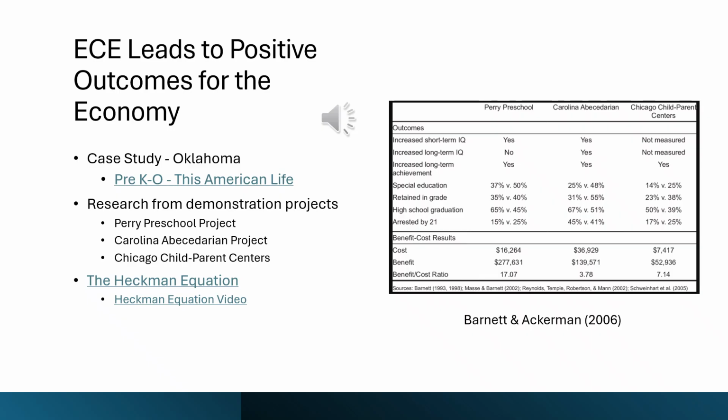So for every dollar that we spent on kids who went to the Perry Preschool, we got $17 in return in the economy. For every $1 we spent per child who went to the Carolina Abecedarian Project, we got almost $4 in return. For every $1 per child who went to the Chicago Child Parent Centers, we got about $7 in return. So it's a great investment.